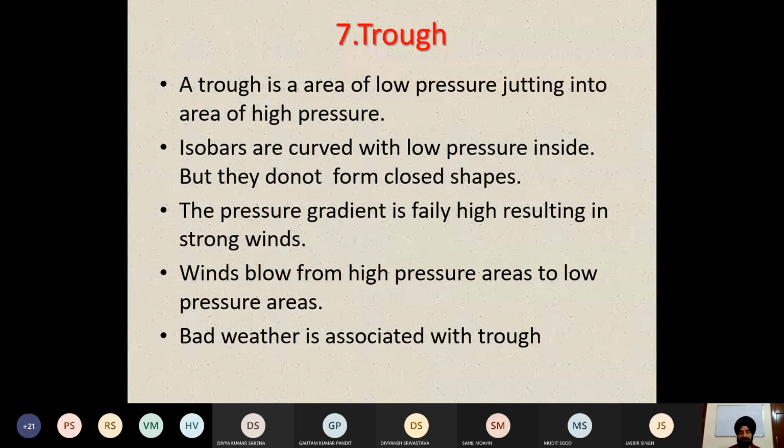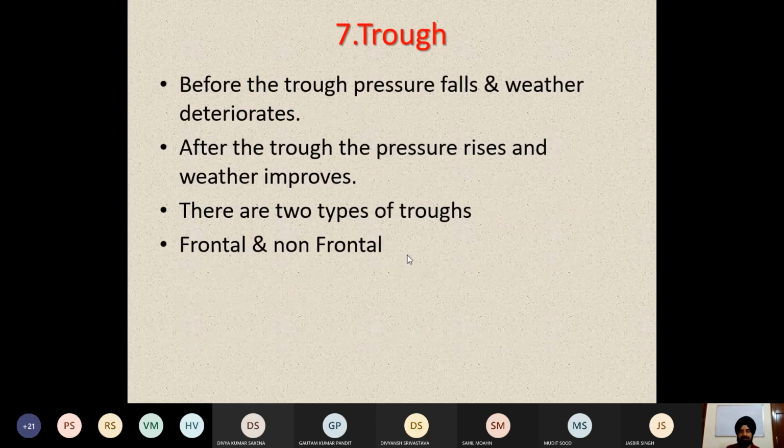Isobars are curved, low pressure inside, but they do not form closed shapes. And pressure gradient is fairly high, resulting in strong winds. If you see the trough, winds blow from high pressure to low pressure. Bad weather is normally associated with the trough. Before the trough, pressure falls and weather deteriorates, and after the trough, the pressure rises and weather improves. So there are two types of troughs, frontal and of course non-frontal. That we will study when we study the fronts, how the front formation takes place.